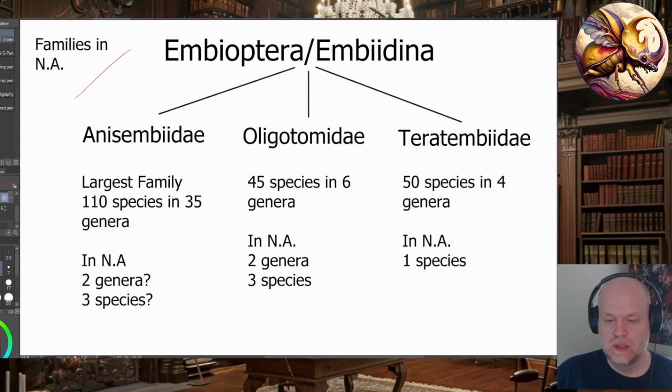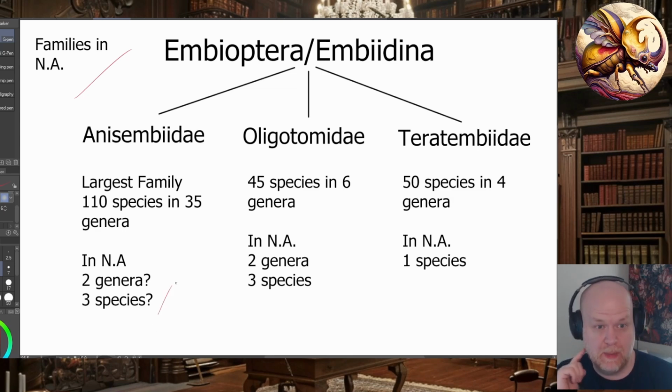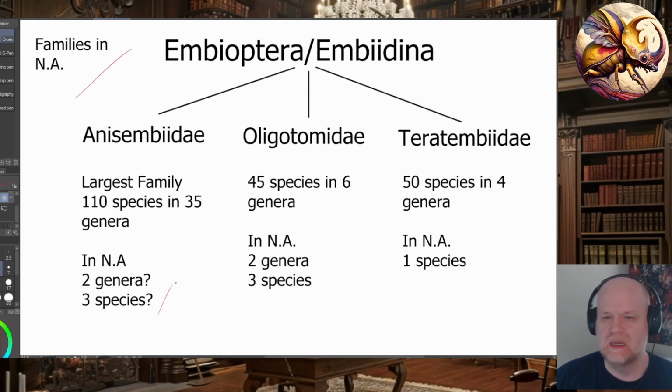There are definitely three families. The number of species is up for debate. I found a lot of different estimates for the number of genera and the number of species in the US, especially here in the Anisembiidae. Maybe two genera, maybe three species, maybe three genera, maybe two species. Basically, from what I've been able to read, the phylogenetics and cladistics and even some of the nomenclature of this group is a hot mess right now.